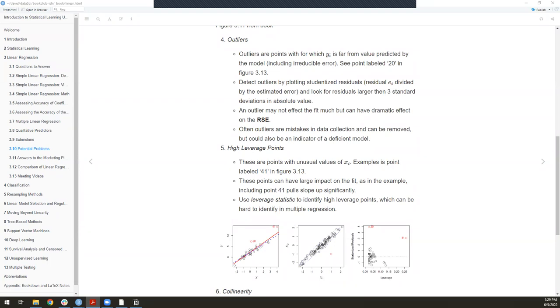Maybe there's something wrong with your model. These are things you should look at. Maybe it's just a mistake in the data collection, or maybe there's something else. The model is in some way deficient. That's what they recommend looking into.